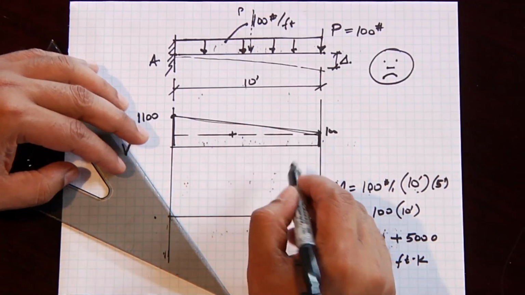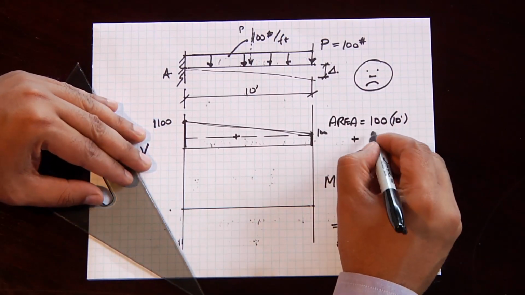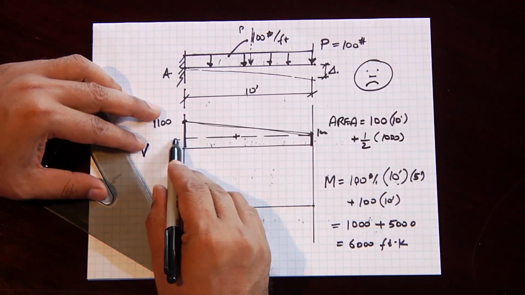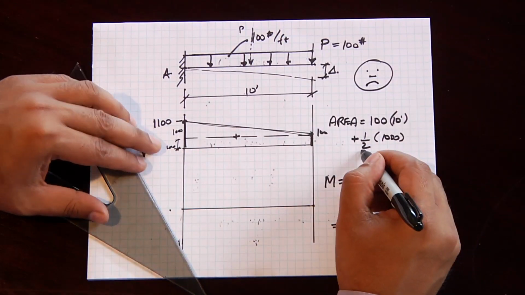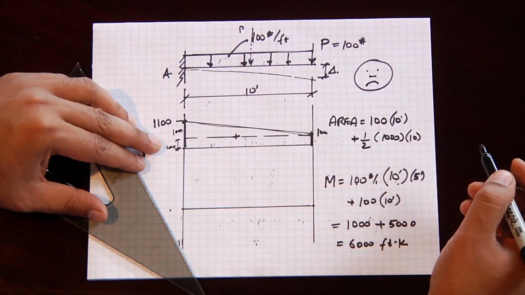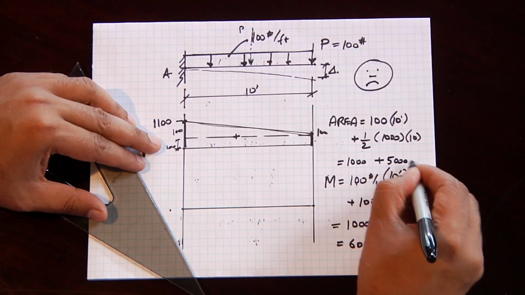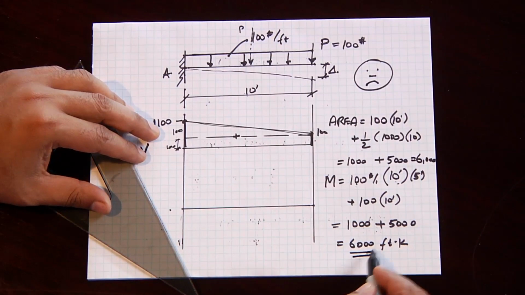Let's do the area under the trapezoid. The area under the trapezoid is the sum of one triangle and one rectangle. So that area is equal to 100 times 10 plus 1/2 of 1,000, because this is 1,100, but we subtract here the bottom of 100. So this distance here is 1,000. It's 1/2 of 1,000 times 10, which is equal to 1,000 plus 1/2 of 10,000, which is 5,000, which gives us 6,000. So both numbers are matching each other.